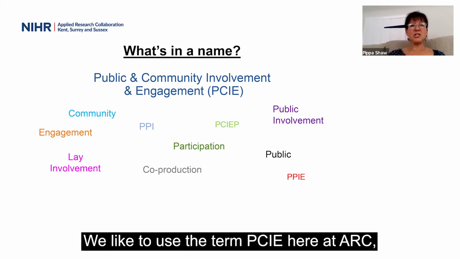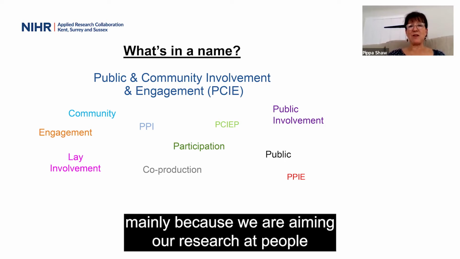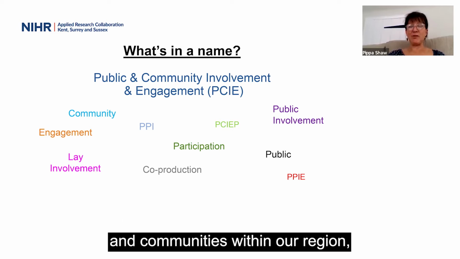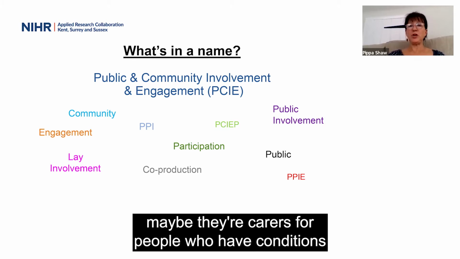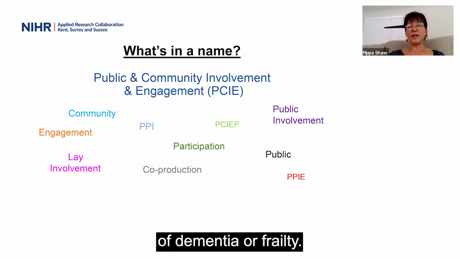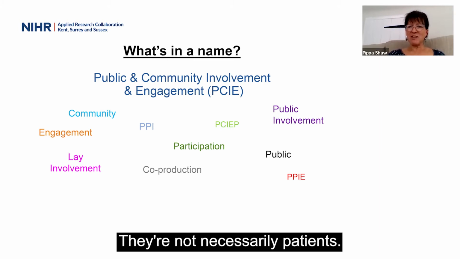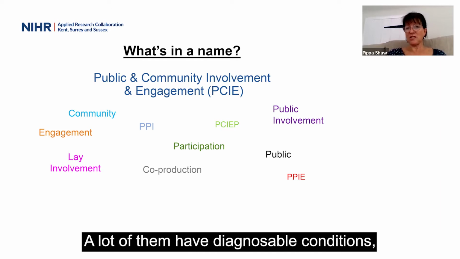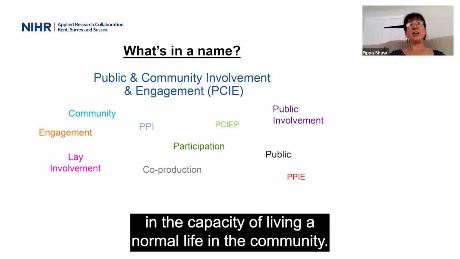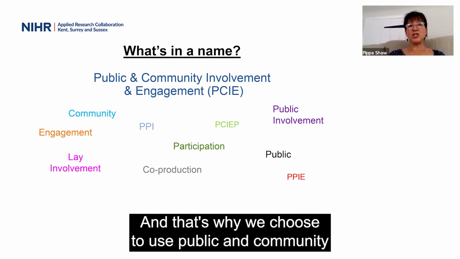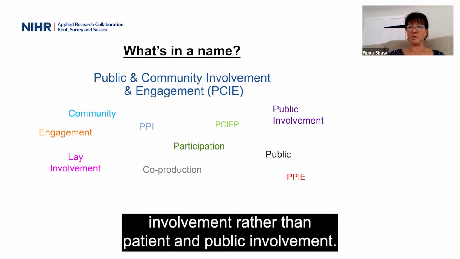We like to use the term PCIE here at ARC, mainly because we are aiming our research at people and communities within our region, people who are living with disability, whether that's physical disability or mental health disability. Maybe they're carers for people who have conditions of dementia or frailty. They're not necessarily patients. They do have conditions. A lot of them have diagnosable conditions, but we're more interested in using those people in the capacity of living a normal life in the community. And that's why we choose to use public and community involvement rather than patient and public involvement.